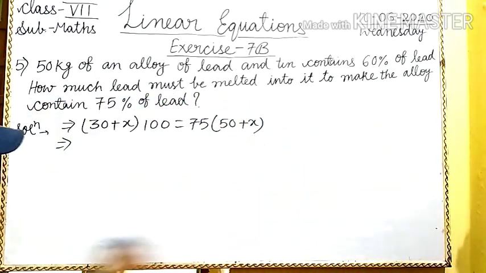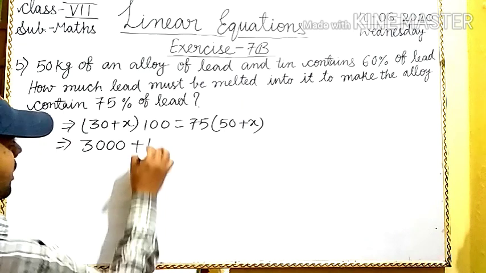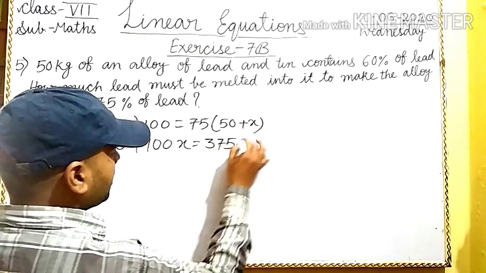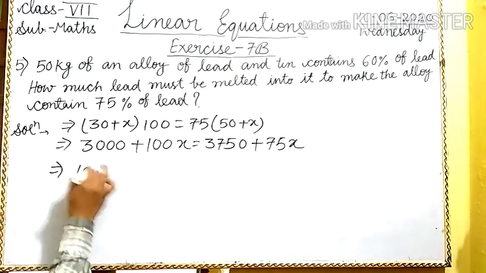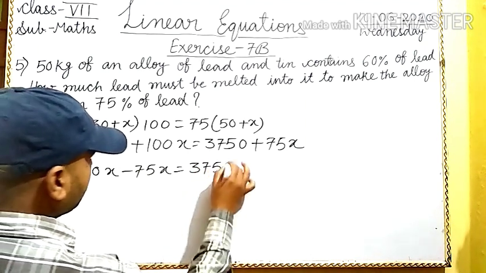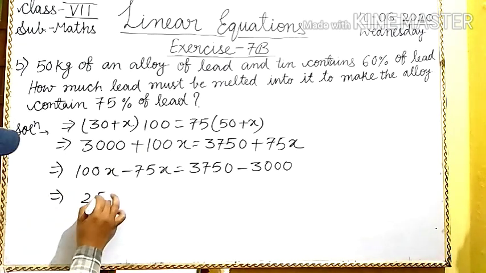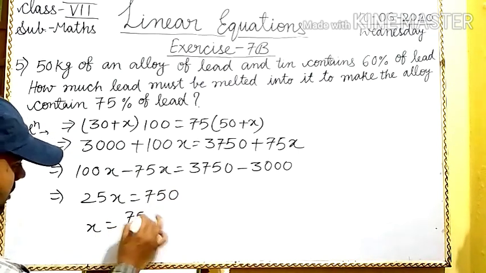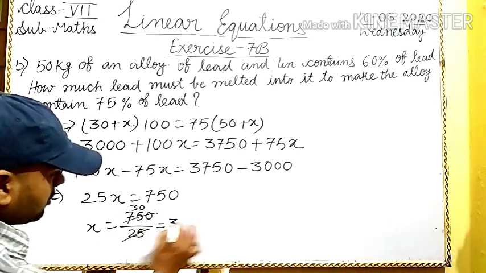Next step, we remove the brackets. 100 into 30 is 3000 plus 100x, 75 into 50 is 3750 plus 75x. By transposition, 100x minus 75x is equal to 3750 minus 3000. Subtract: 25x is equal to 750. So x is equal to 750 upon 25. 25 threes are 75, put 0, x is equal to 30.